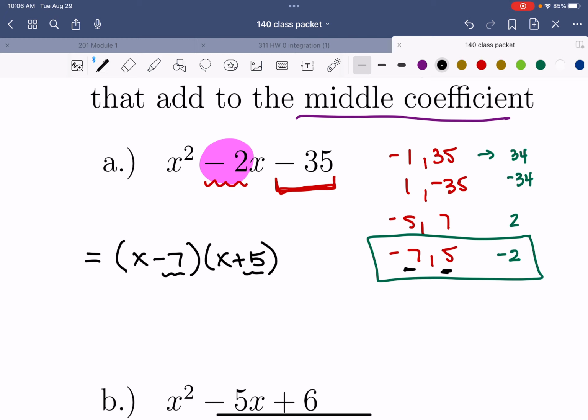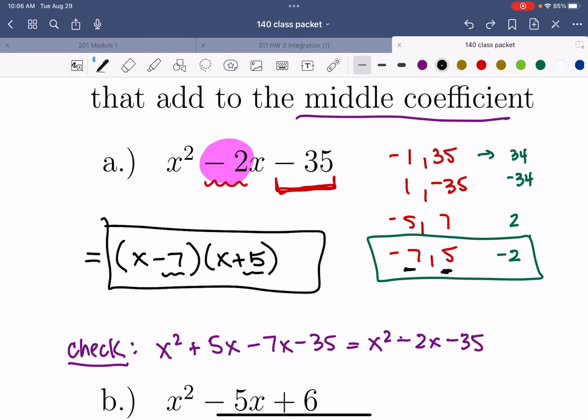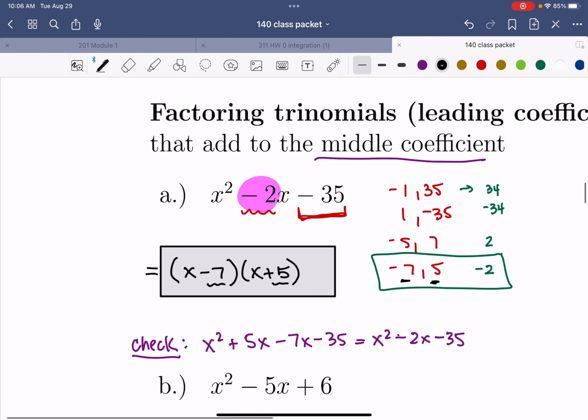Right? And if we check this, if you multiply it out, so take that first x times everything in the second parentheses, that's going to give you x squared plus 5x. Then take the negative 7 and distribute that to both pieces. That'll give you negative 7x and negative 35, and it ends up right back where I want to be at x squared minus 2x minus 35. So that means that this is the correct factorization. Now, you don't have to write all that out if you can see what's going on, but you can write out as much as you need to.